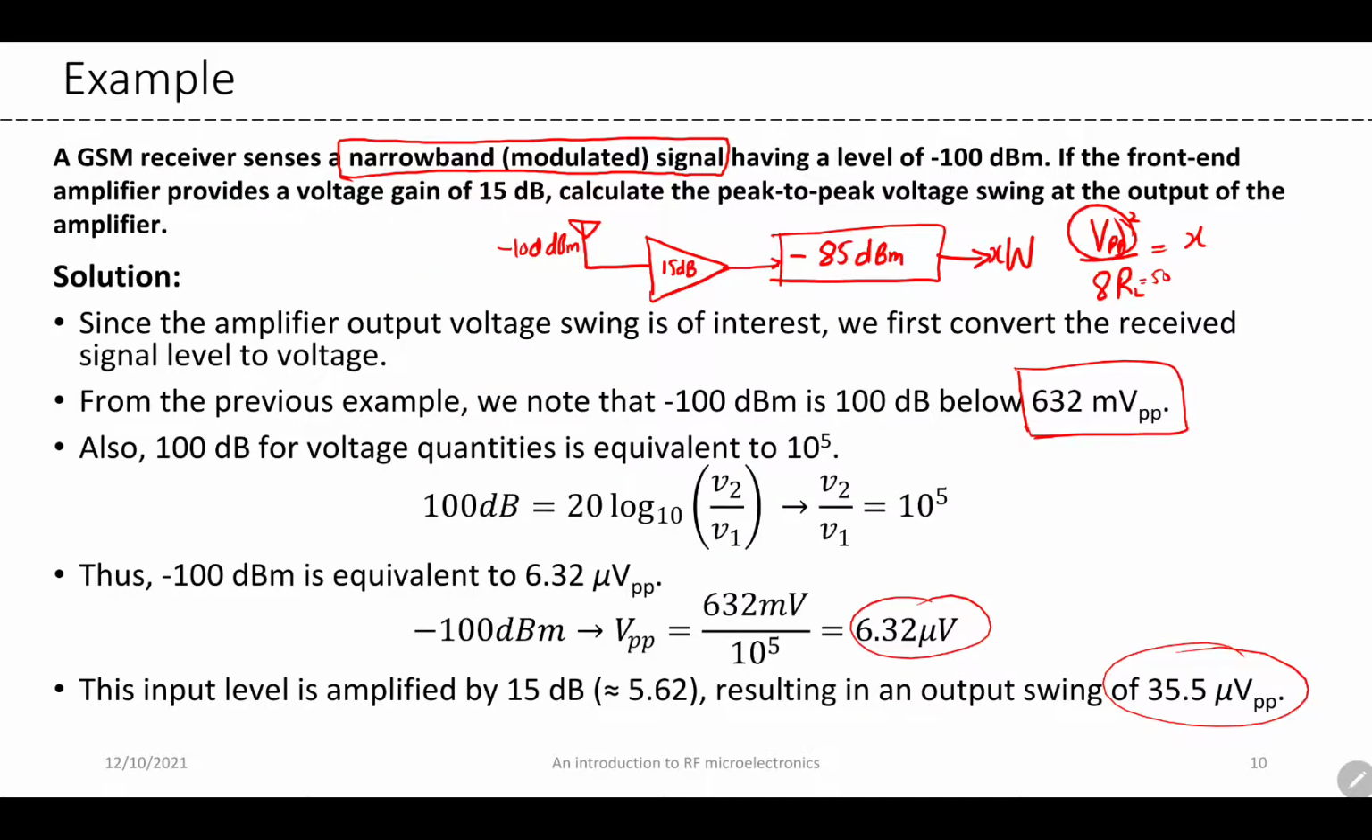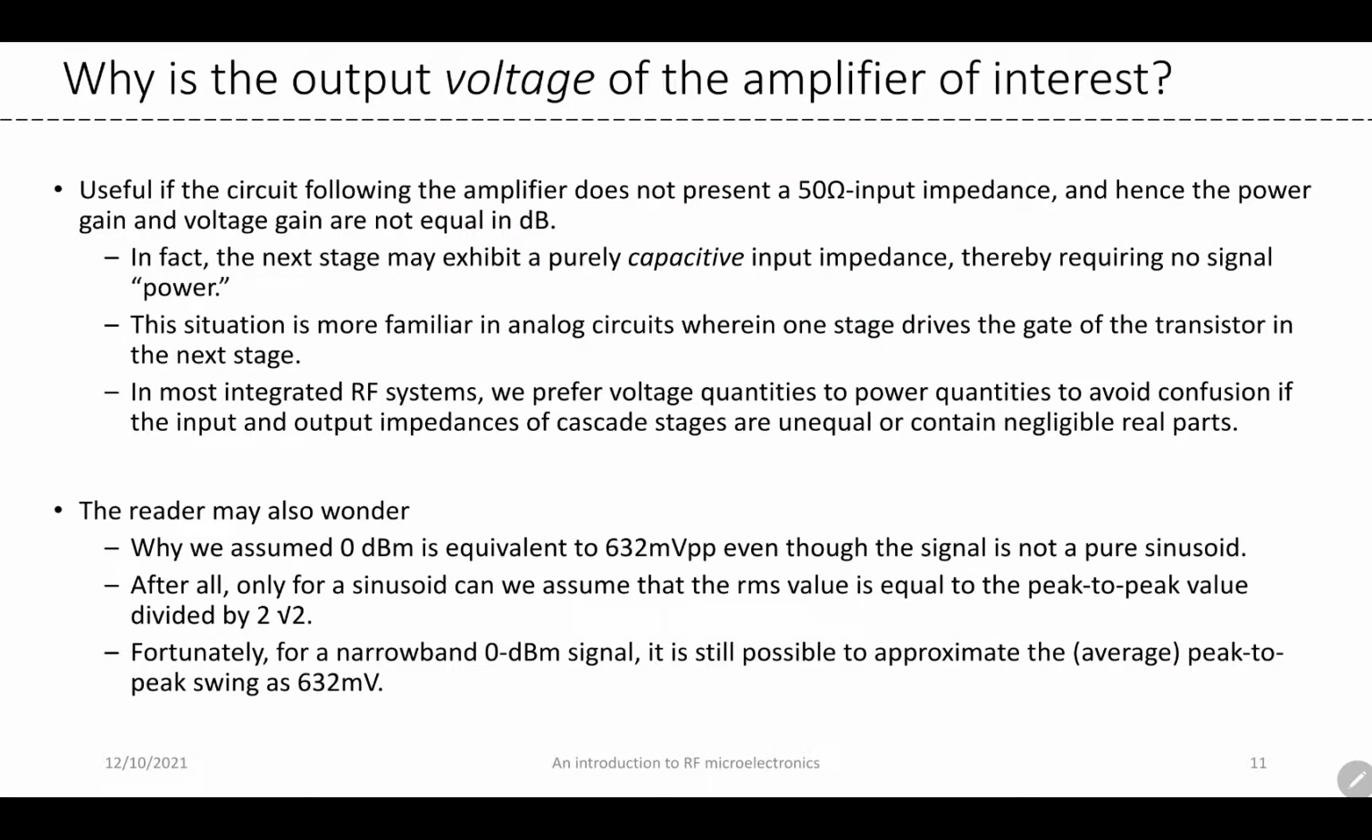But we use the same relation for a narrowband signal. And a narrowband signal is that if you look at the frequency domain, you see that. So this is a narrowband signal. It covers a small range of frequencies, as opposed to a wideband signal, which covers a large range of frequencies.